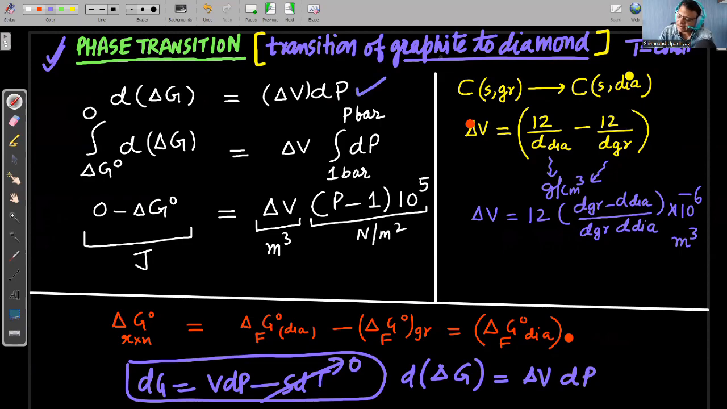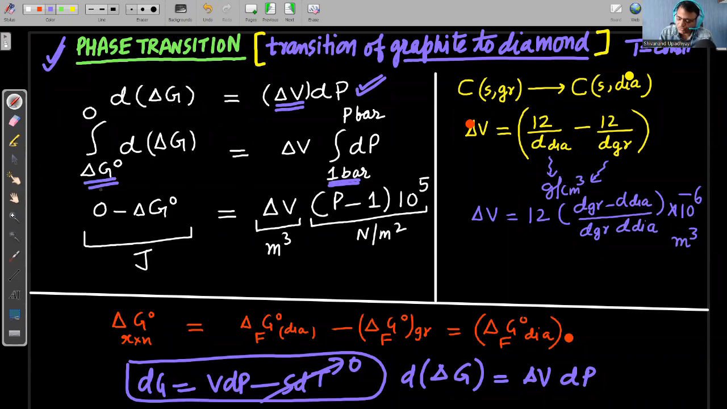Now here, for graphite and diamond, if we change the pressure, there is negligible change in density. So we are assuming that when we change the pressure, there is no change in delta V of the process. So we are taking delta V outside the integration, and we are moving from initial pressure 1 bar. When pressure is 1 bar, it is the standard condition. So delta G of this process is delta G naught.